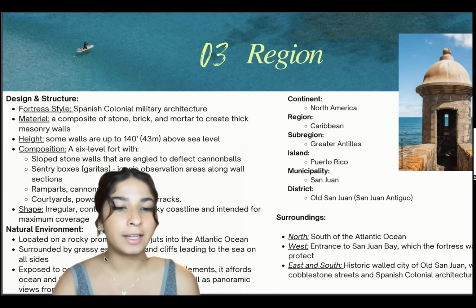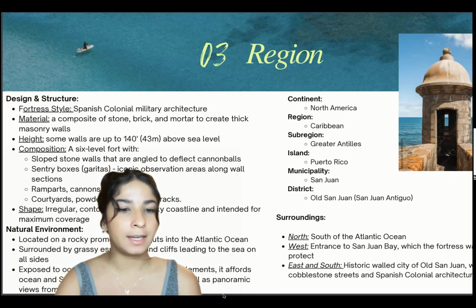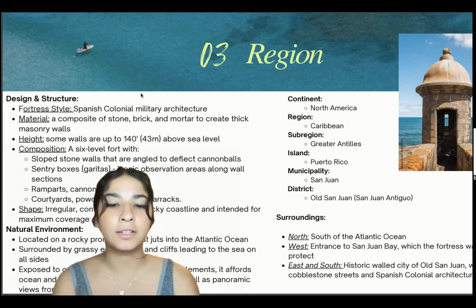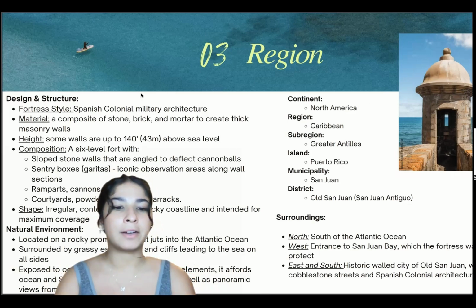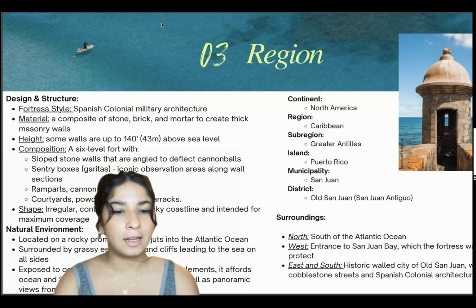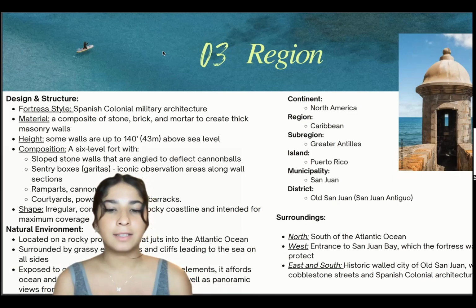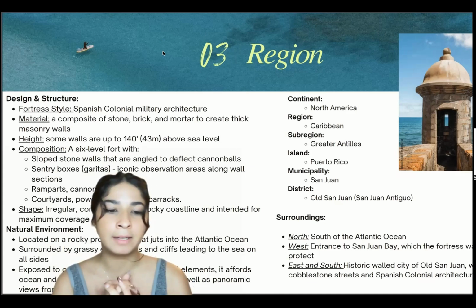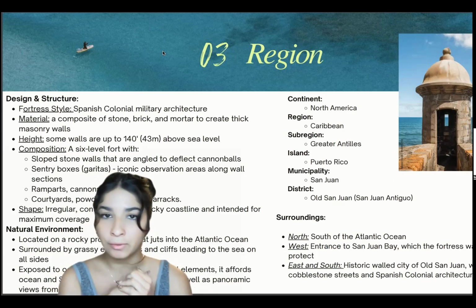It is located on a rocky promontory that juts into the Atlantic Ocean. It's surrounded by grassy areas and cliffs leading to the sea on every single side. So it is exposed to ocean winds, spray, and tropical elements. It affords ocean and San Juan Bay views throughout, as well as panoramic views from the lookout and courtyard.